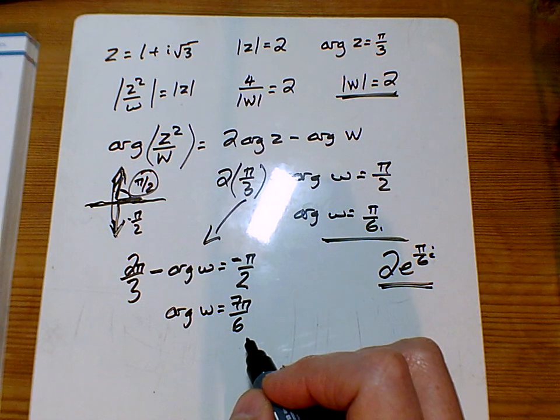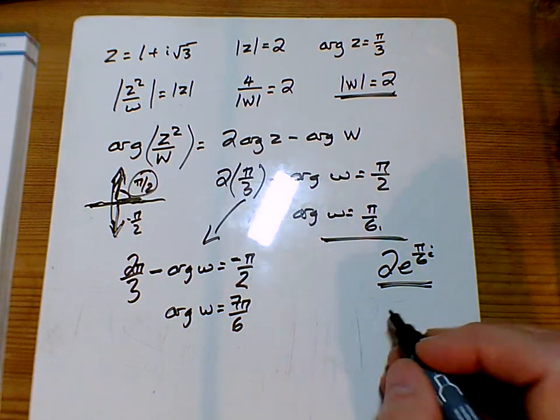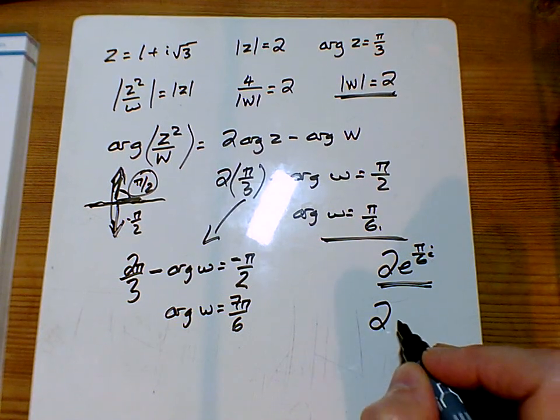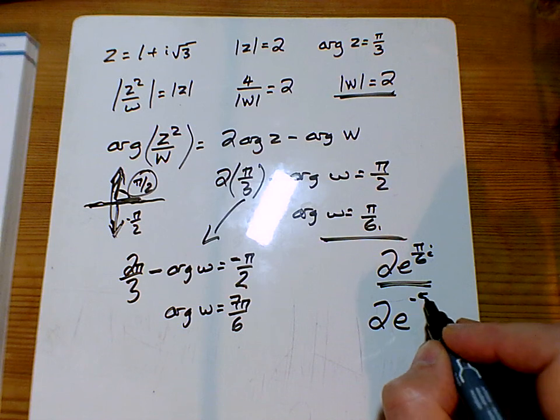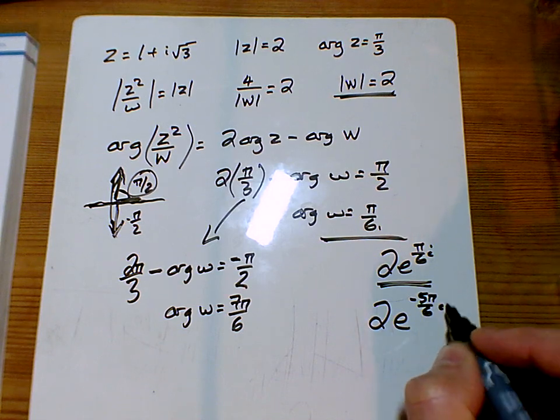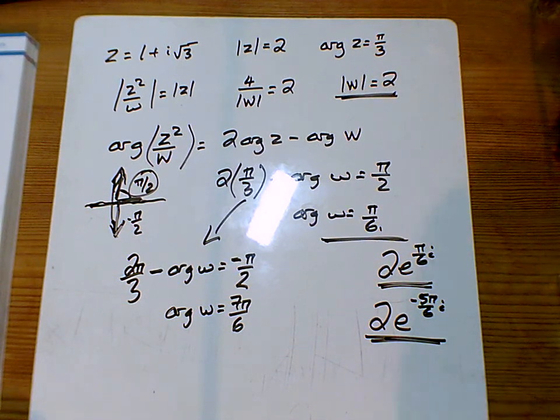It doesn't tell me to change it, but I don't like 7/6 pi. I'm going to change that back again. So I'm going to go, that's e to the, take 2 pi off that, minus pi over 6i. They're my answers. We'll have a look at the answer and see what they've got.